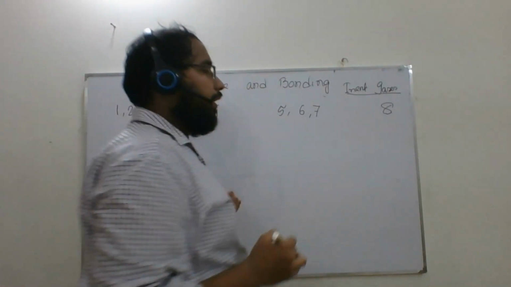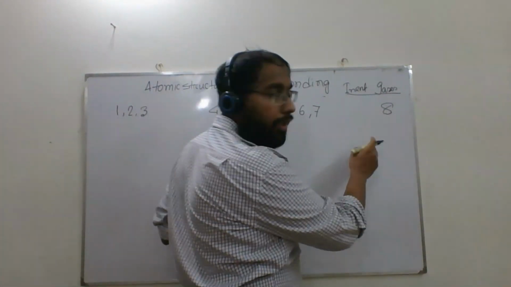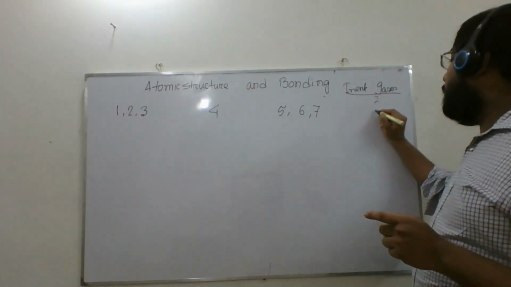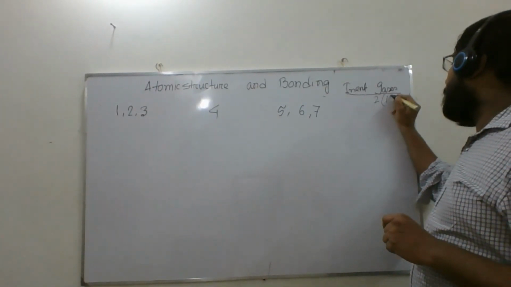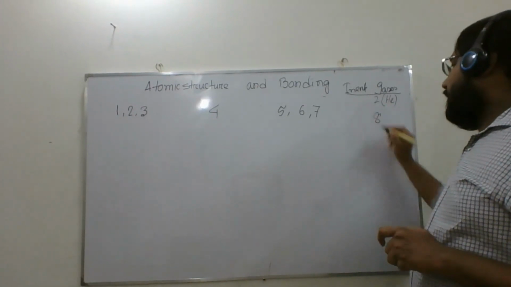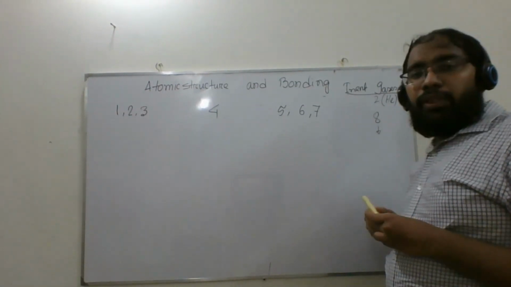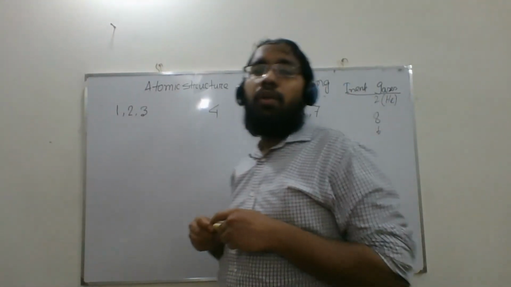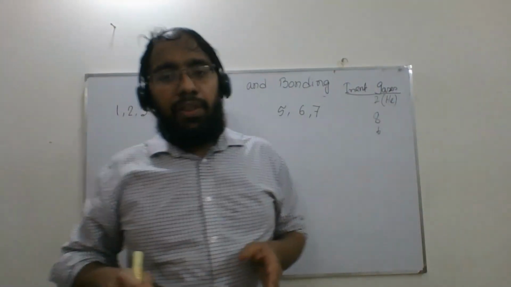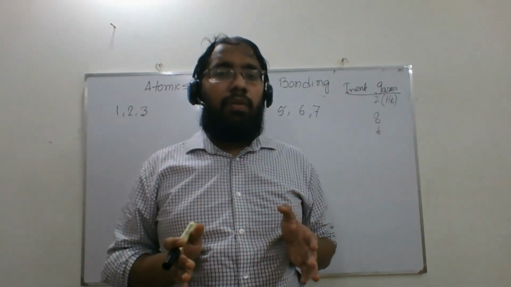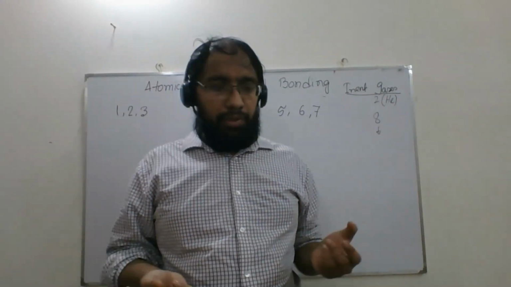Now for the inert gases, only for helium, okay? Only if you consider helium, then it is 2. The rest of the others have 8. Now, due to this electronic configuration in the outermost shell, we believe that each and every inert gas is really more stable than other elements.